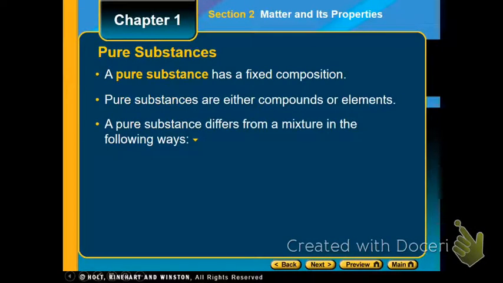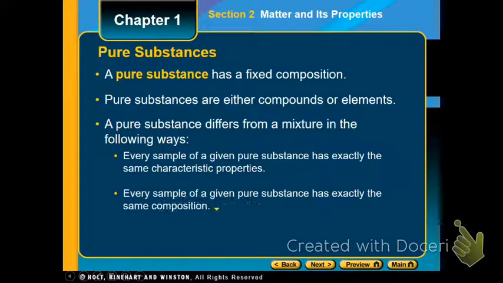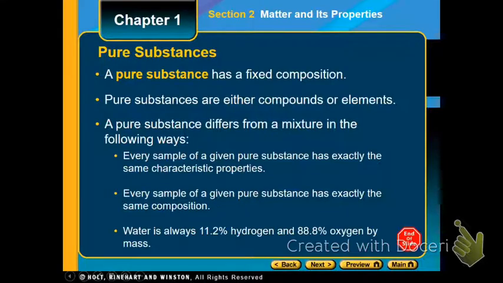For pure substances, there's your definition for it. Has a fixed composition. Our elements and compounds are pure substances. And here's how they differ from your mixtures.